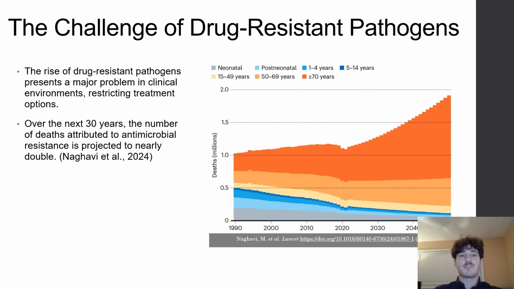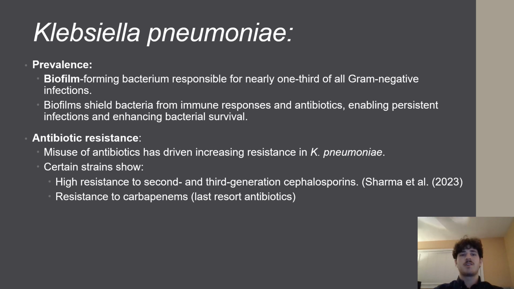The rise of drug-resistant pathogens presents a major problem in clinical environments, which restricts current treatment options. Over the next 30 years, the number of deaths attributed to antimicrobial resistance is projected to nearly double. The bacteria used in the study is Klebsiella pneumoniae. It's a biofilm-forming bacterium responsible for nearly one-third of all gram-negative infections. Biofilms shield bacteria from immune responses and antibiotics, enabling persistent infections and enhancing bacterial survival.